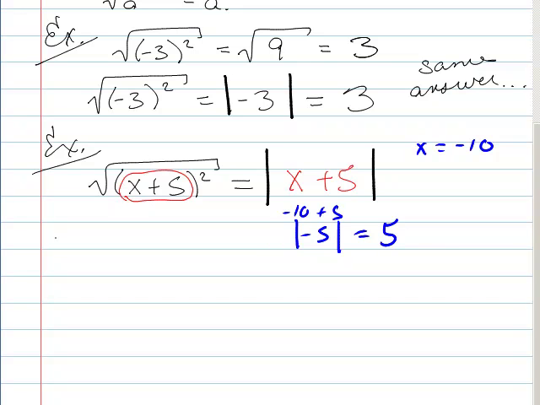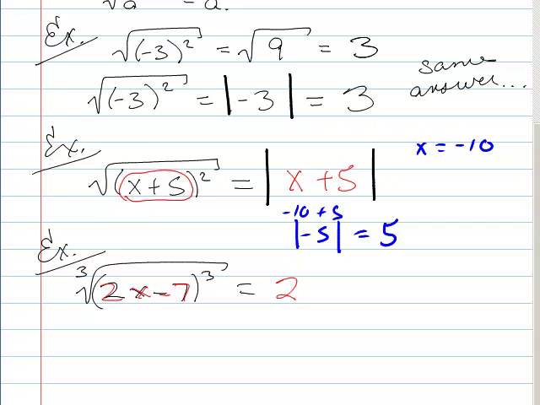Okay, so if you had a problem like the third root of 2x minus 7 cubed, we don't have to worry about absolute value signs because it's an odd root. Since it's an odd root, I could have a plus root or a minus root. It's really no big deal. So all I have to do is take what was in here, 2x minus 7, and just write it. So the cube root of 2x minus 7 cubed is just going to be 2x minus 7.